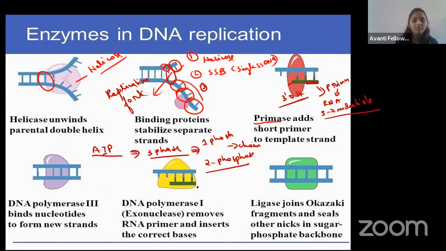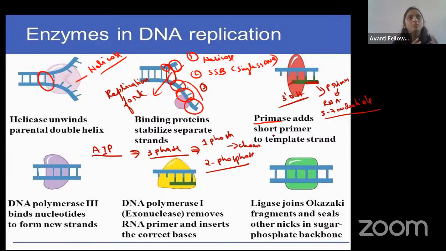Always remember, in the 3 phosphate ATP, only 1 phosphate is going to be added in the DNA polynucleotide chain, whereas 2 phosphates are removed while adding the nucleotide by the DNA polymerase 3 enzyme. So that will give the energy for the replication. Okay, fine. So then how many nucleotides can it add, guys?